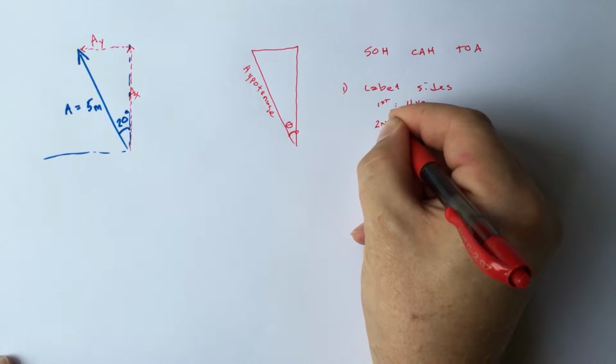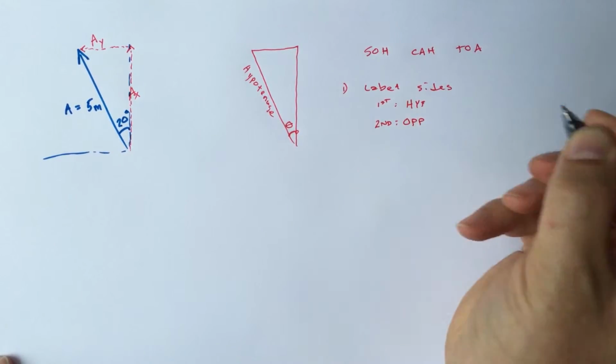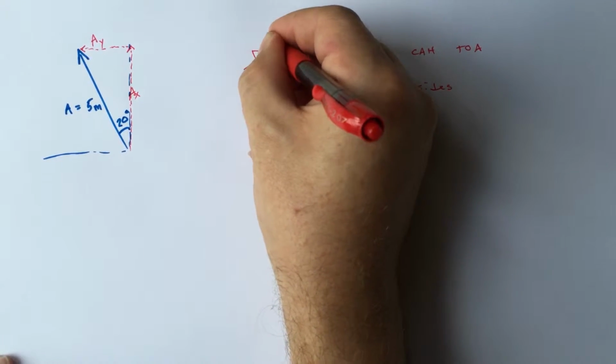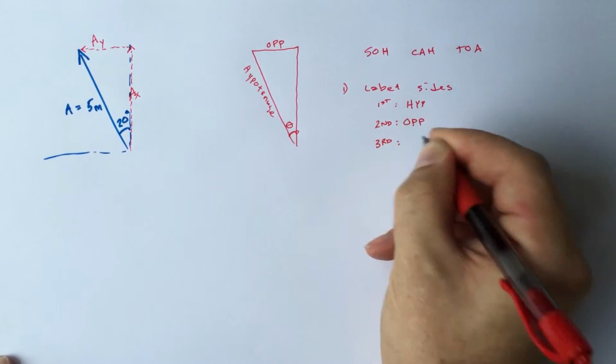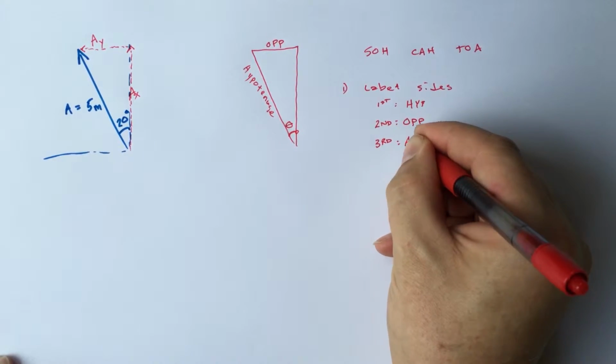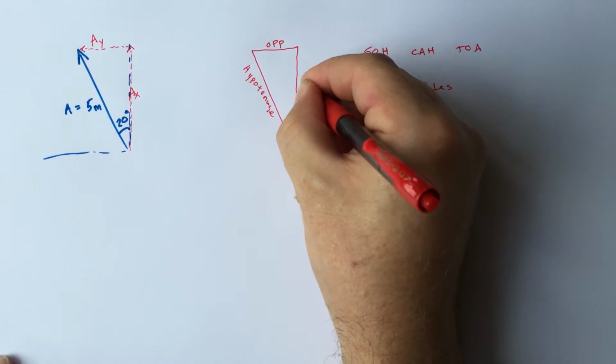Second, label the opposite, OPP let's call it, if you're down with that. And third, label the adjacent side. And that's the one that's left.